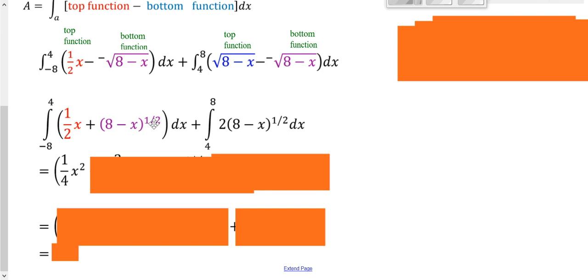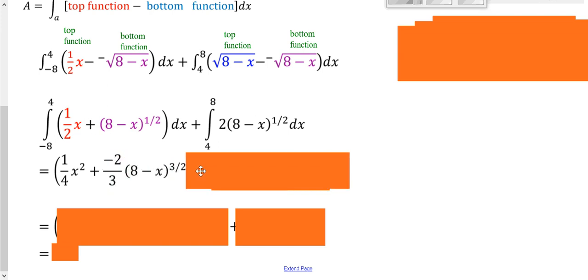Increase your exponent by 1, undo your exponent in front, and then you have to undo the chain rule, so it gives you a negative 2/3 in front, because the derivative of the inside is -1. And then evaluate it from -8 to 4. Same type of thing here.